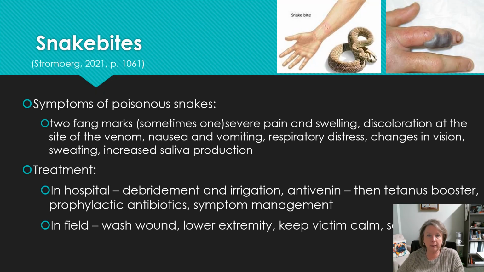So snake bites. Symptoms of poisonous snake bites: 2 fang marks, sometimes 1, severe pain and swelling, discoloration at the site of the venom, nausea and vomiting, respiratory distress, changes in vision, sweating, increased saliva production. Treatment: we got to get to a hospital, debride the area and irrigate it, use an anti-venom, then a tetanus booster, prophylactic antibiotics, and symptom management.